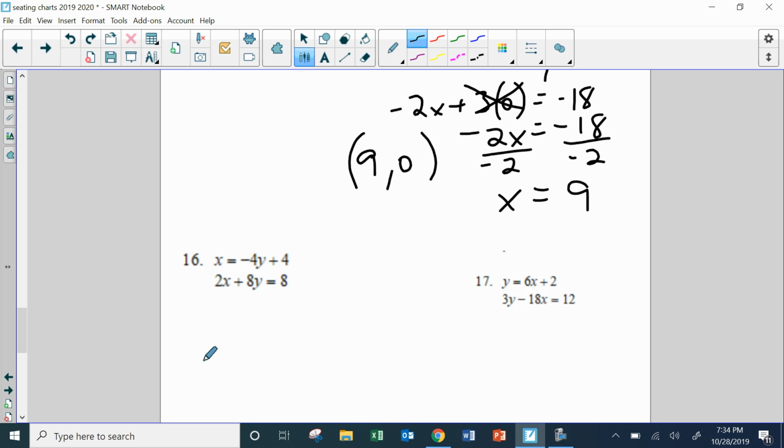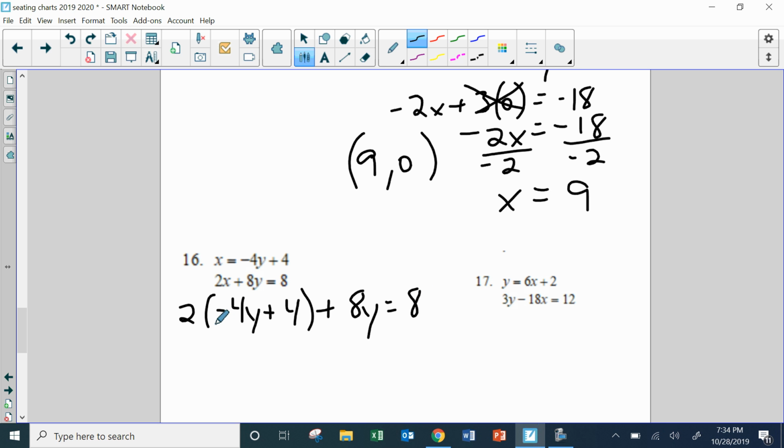So I know if x is equal to negative 4y plus 4, I can just take this bottom equation and say, okay, well, 2 times negative 4y plus 4. All I did is I replaced x, this x right here, with this right here. Nothing else is going to change in the equation. So then I would just say plus 8y equals 8. And now I just solve it out.